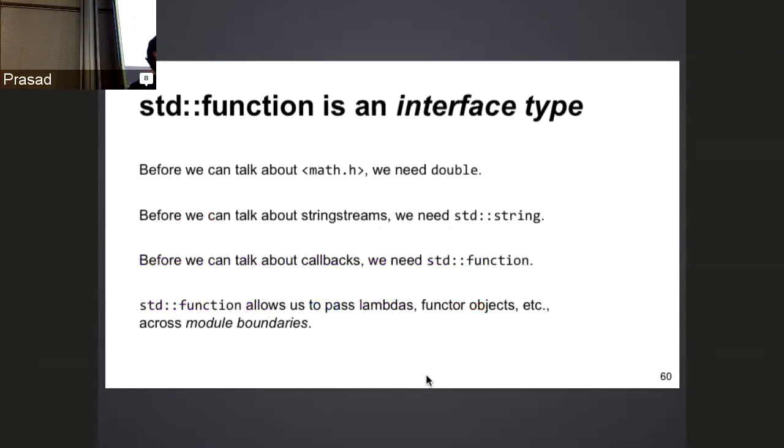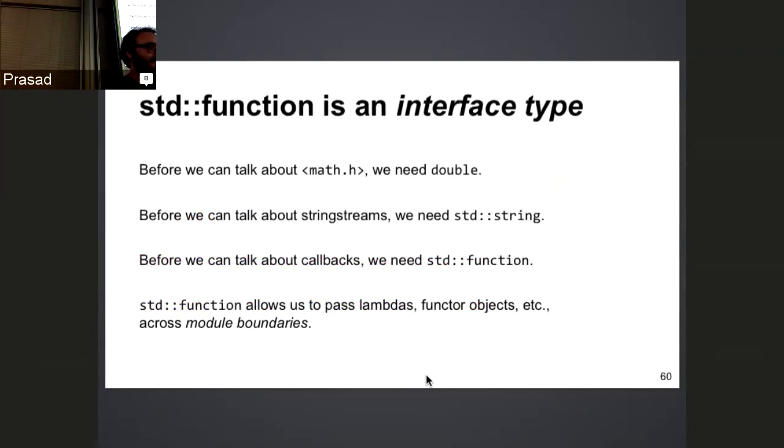I want to do this because of something we've already touched on, which is what happens if I take a lambda and pass it to another function. What happens if I cross a module boundary? I need some way of talking about lambdas, functor objects, callbacks, in some way that can cross module boundaries. Before I can implement sine and cosine, I need to say, well, what is their argument type? It's double. We're going to use double for all our math functions.